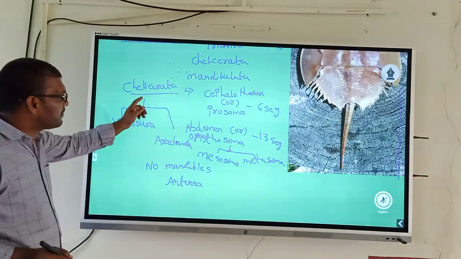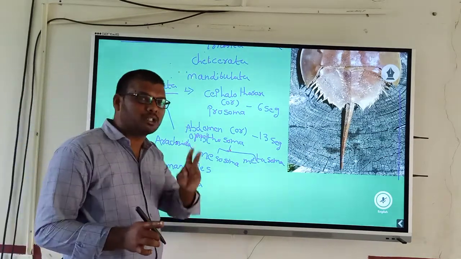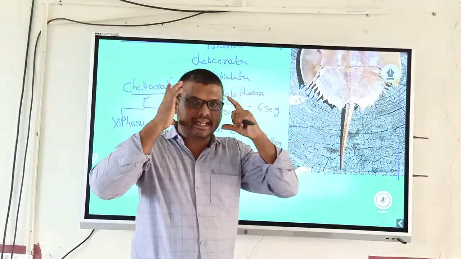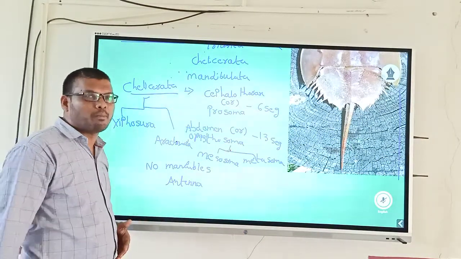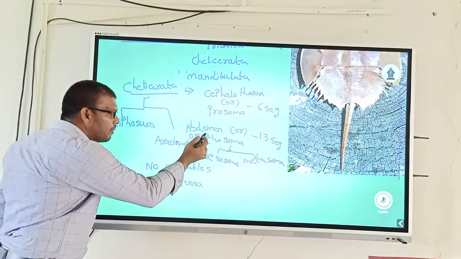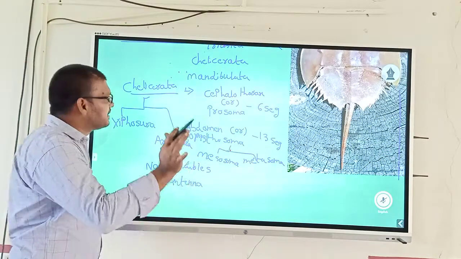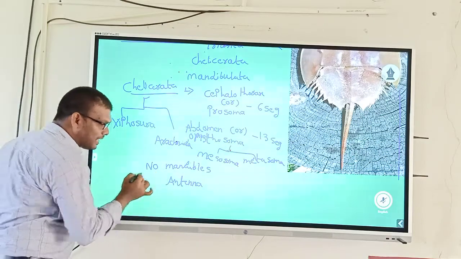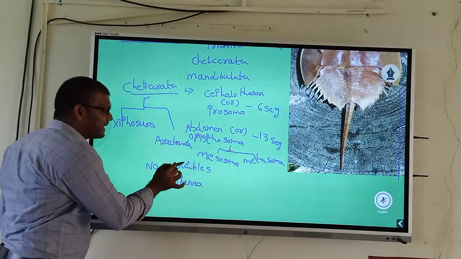That's why, the differentiation between the Helicerata and the Mandibulata is that in Helicerata the body can be divided into two parts. The first part is the cephalothorax, where the head is fused with the thoracic region, also called the prosoma, the anterior body. It has 6 segments. The remaining posterior body is called the abdomen, or the opisthosoma, which has 13 segments. In Helicerata there are no mandibles and no antennae, but Mandibulata have antennae and mandibles.